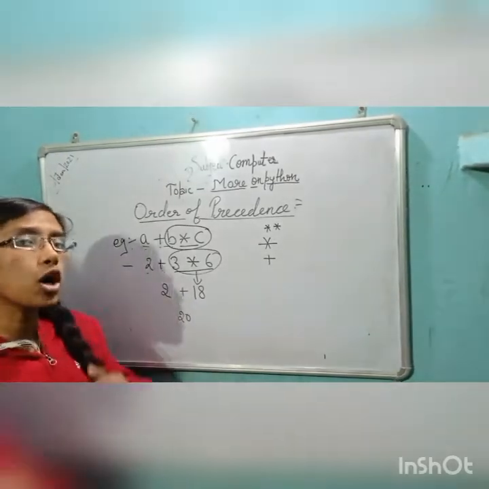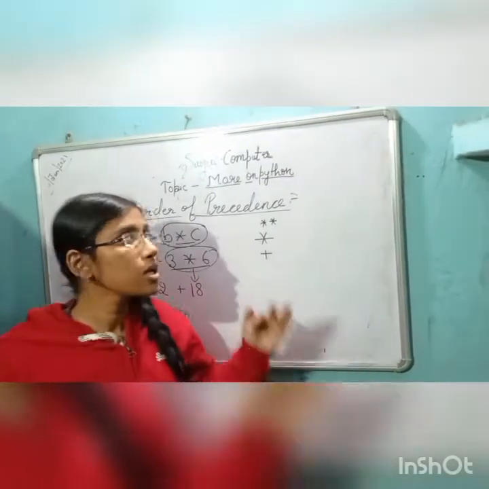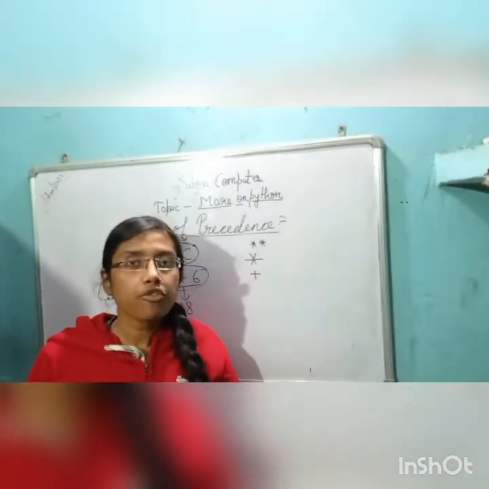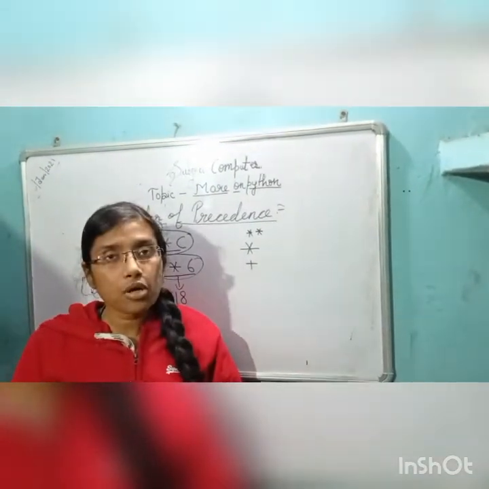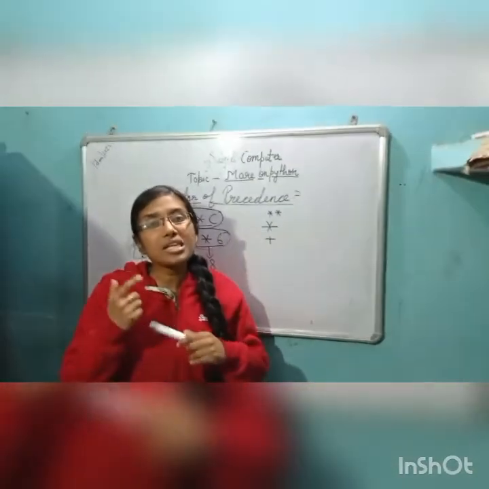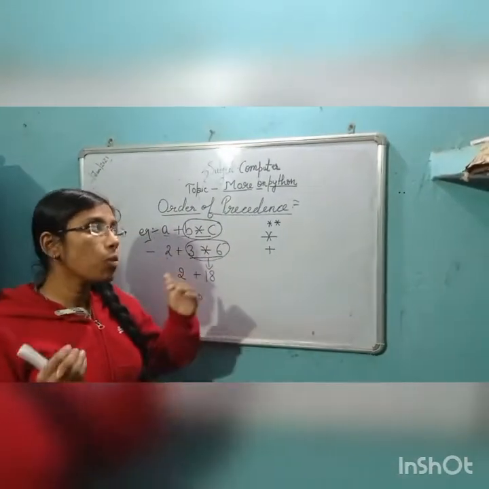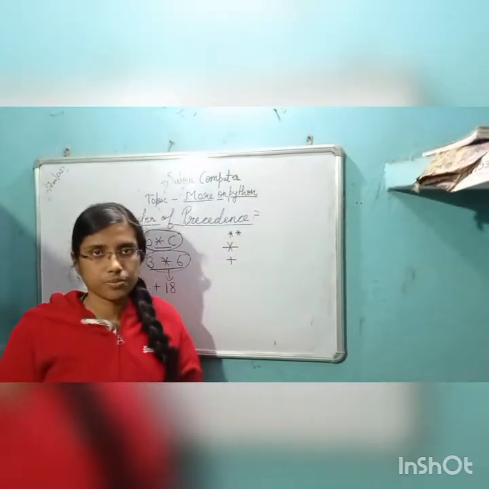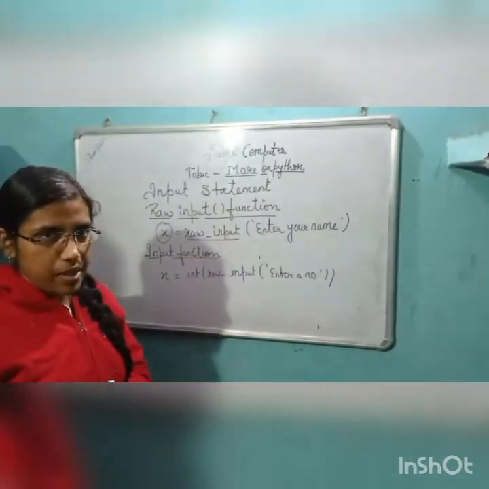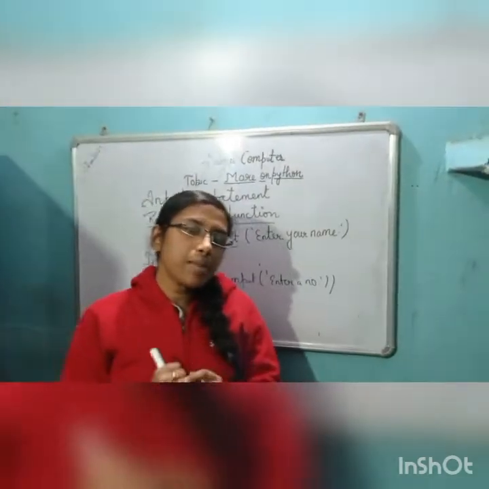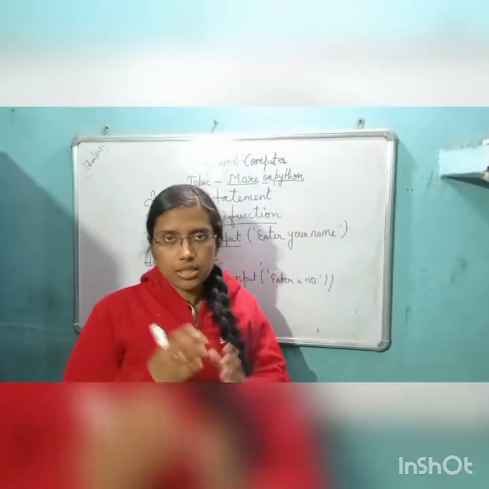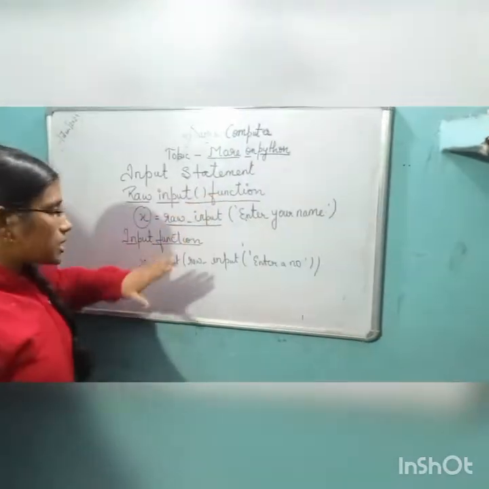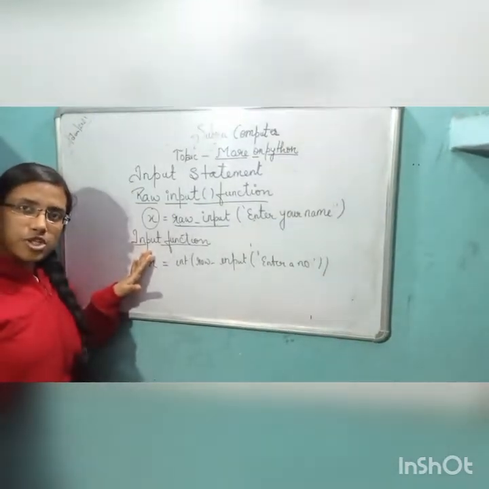The way BODMAS is followed, in a similar way the order of precedence is maintained in Python for the calculation. In your book, there is a table. Please refer to it to understand in more detail how the order of precedence is followed. Now let's talk about the input statement. How is the input statement used in Python? There are two methods. First one is raw input. Second one is the normal input function.